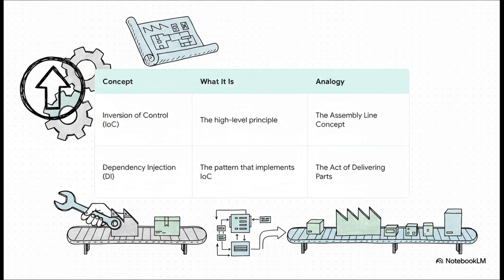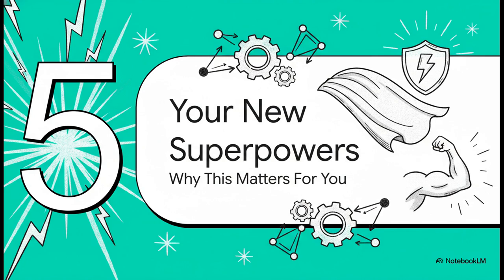Dependency injection is the how. It's the specific pattern, the technique that makes IoC possible. It's the actual act of delivering the parts. You can't have the assembly line without the delivery mechanism, right? DI is the engine that makes the whole IoC principle work. So we've covered the what and the how, but here's the most important question. Why should you care? As a Java developer, what's in it for you?